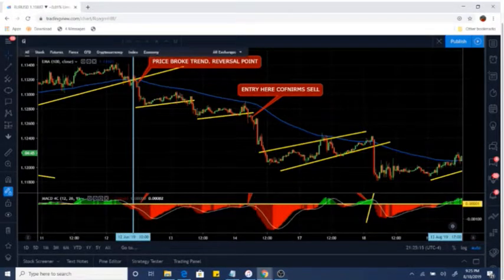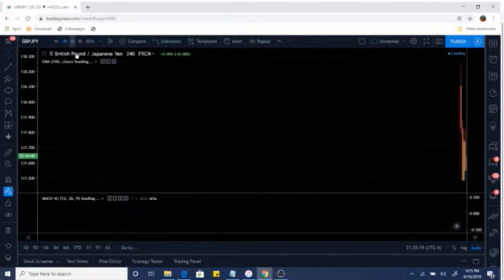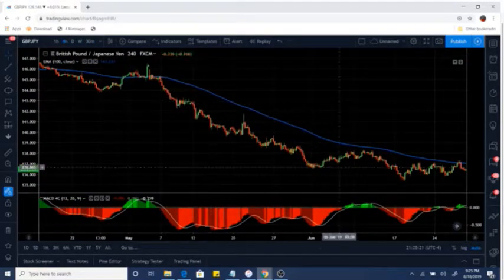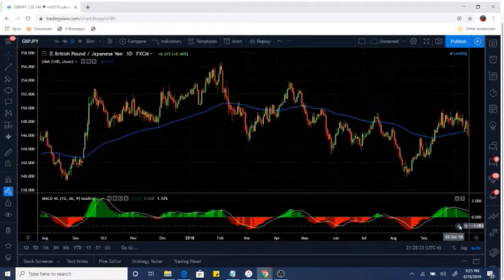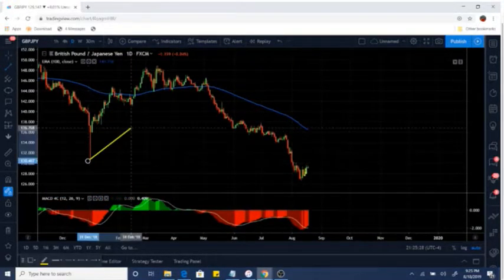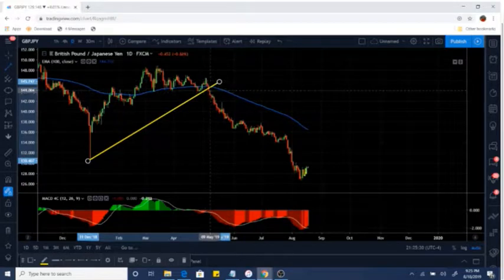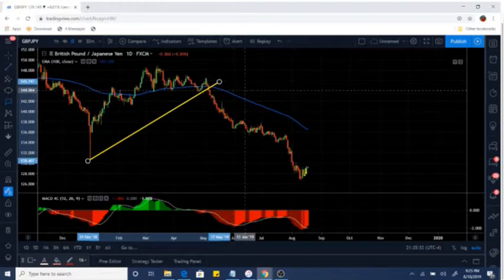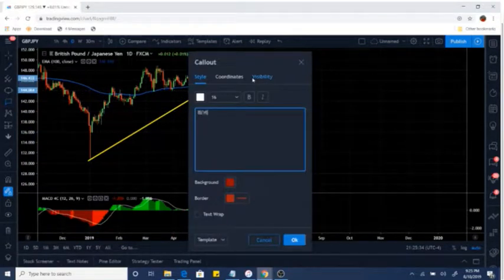Look at everything that's been trending. Let's look at GJ, for example. So think about it. This is where price reversed. This was the reversal point. Breakout.